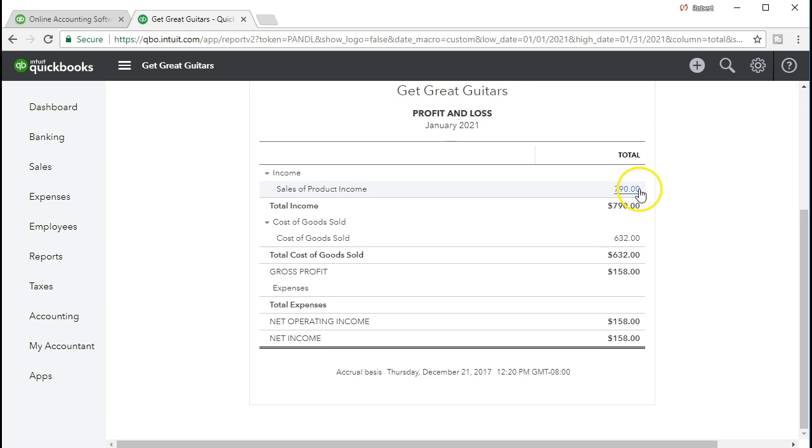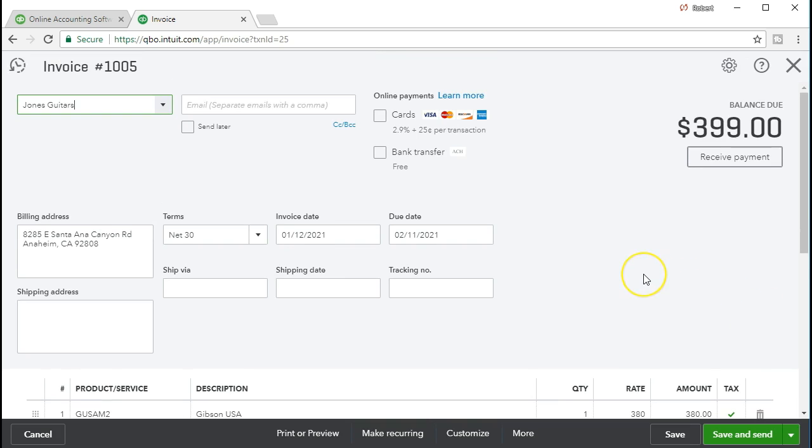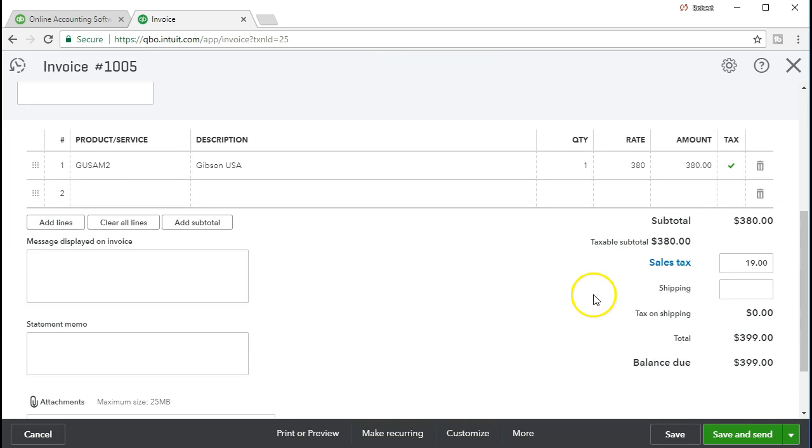So revenue went up, expenses went up. The difference is the effect on net income. If we select that item, then once again, we see the Jones guitar, the amount of $304, which is the cost, not the sales price. Selecting that item, we get back to the invoice, and here once again is the invoice.